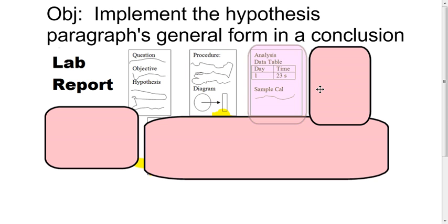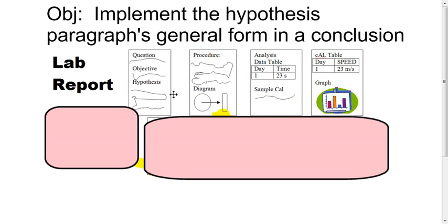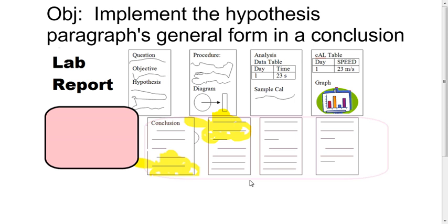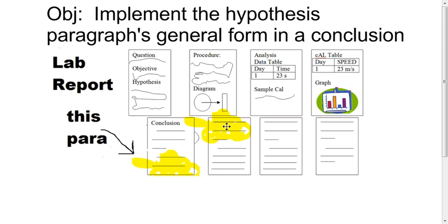Now here's our lab report that we've been working on, or a lab report that we've been working on. It's general form. You've got these things that precede the conclusion. And this lesson is about this part, the second paragraph in your conclusion. All right?